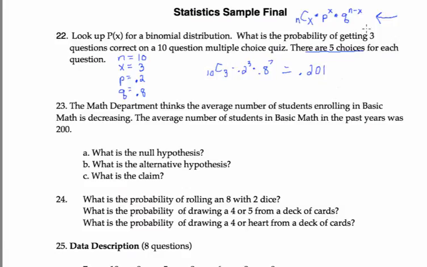So this is the probability of getting exactly 3 questions correct. If it said at least 3, you'd have to figure out 3, 4, 5, 6, 7, 8, 9, 10 and add them all together. If it said more than 8, you'd have to figure out X is 9, X is 10 and add them together. But this is the probability of getting exactly 3 questions right.